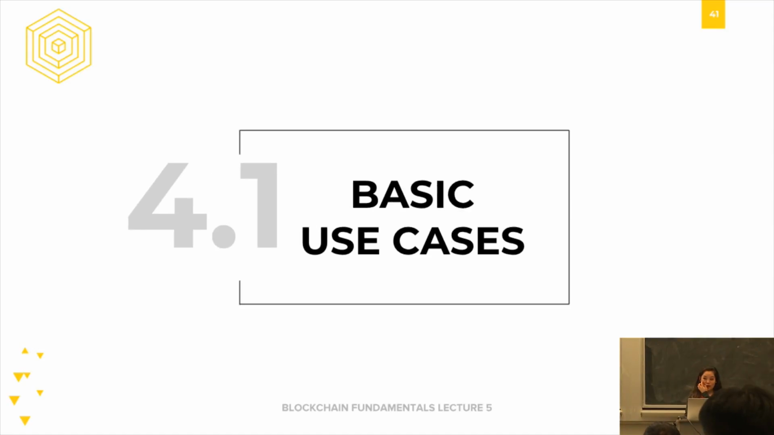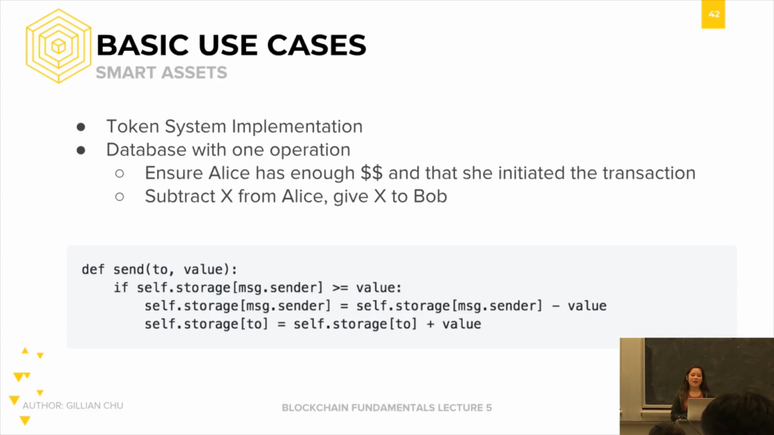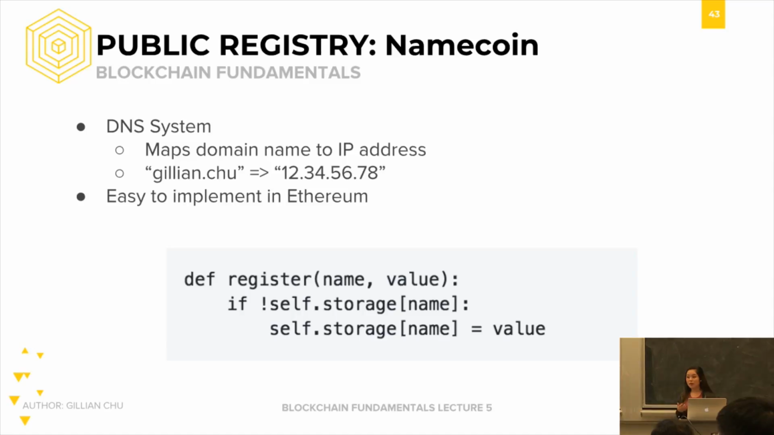First of all, basic use cases. A token system implementation. In the beginning of the class, I mentioned Boba Coin. That's the idea. You have a token, and this is like if you wanted to make Bitcoin on Ethereum, you could do it in these 4 lines. Obviously, if you wanted to make it more secure, you would want to use more than 4 lines. But this right here is how you would do Bitcoin or Boba Coin.